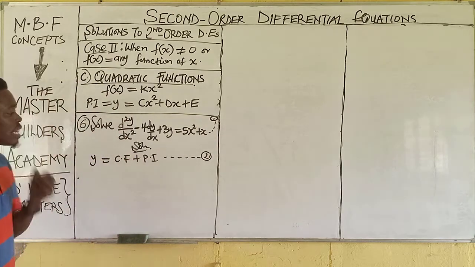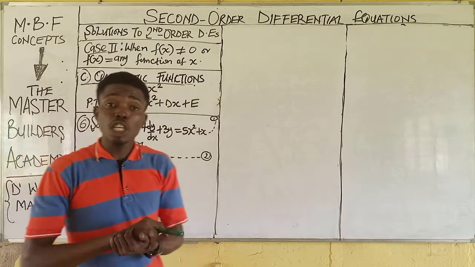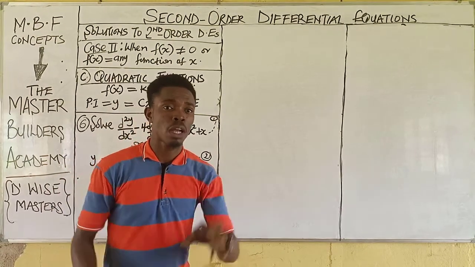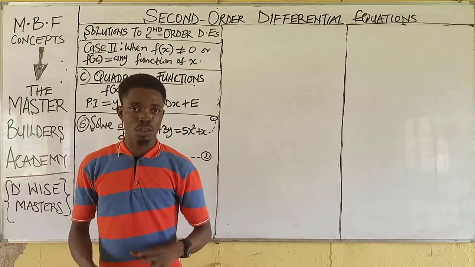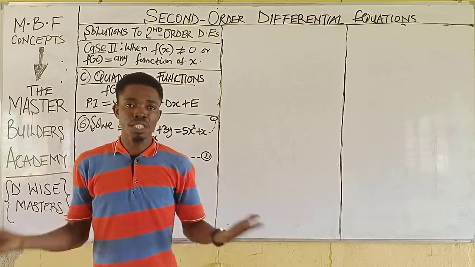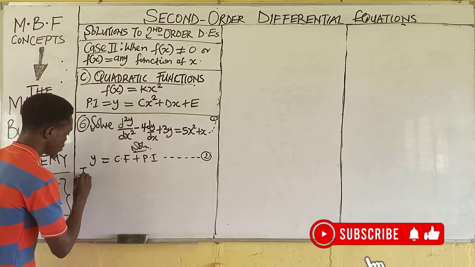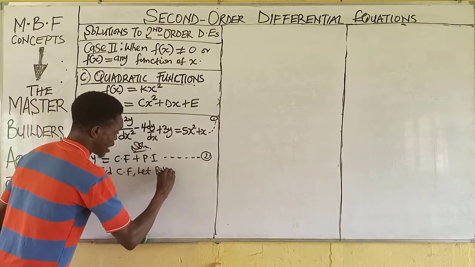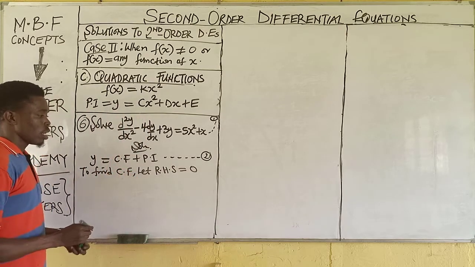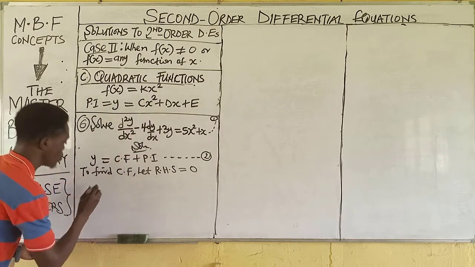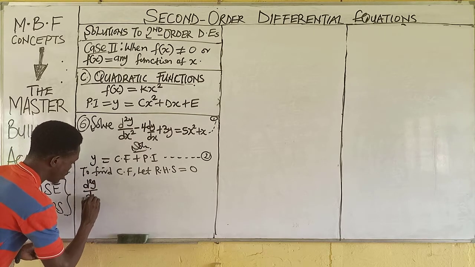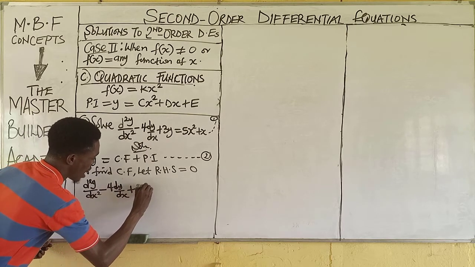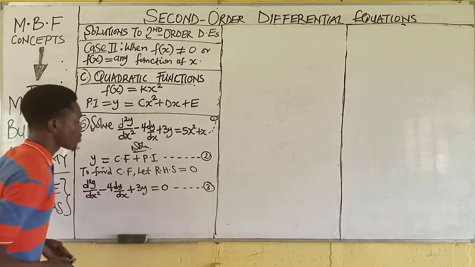Okay? Now, the next thing we are quickly going to do is to see how we can obtain the complementary function. Guys, this is very simple. How do we obtain the complementary function? You simply obtain the complementary function by taking the f of x at the right hand side of the equation as 0. Are we there? Then we simply say to find the complementary function, let the right hand side of the equation be equal to 0. So we have d squared y over dx squared minus 4 dy over dx plus 3y is equal to 0. We call this equation 3.